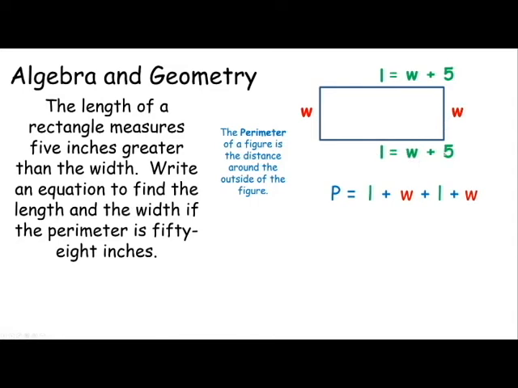So that if the width is 2, the length would be 5 bigger, which is 7. If the width is 10, the length would be 5 bigger, which is 10 plus 5, which is 15.